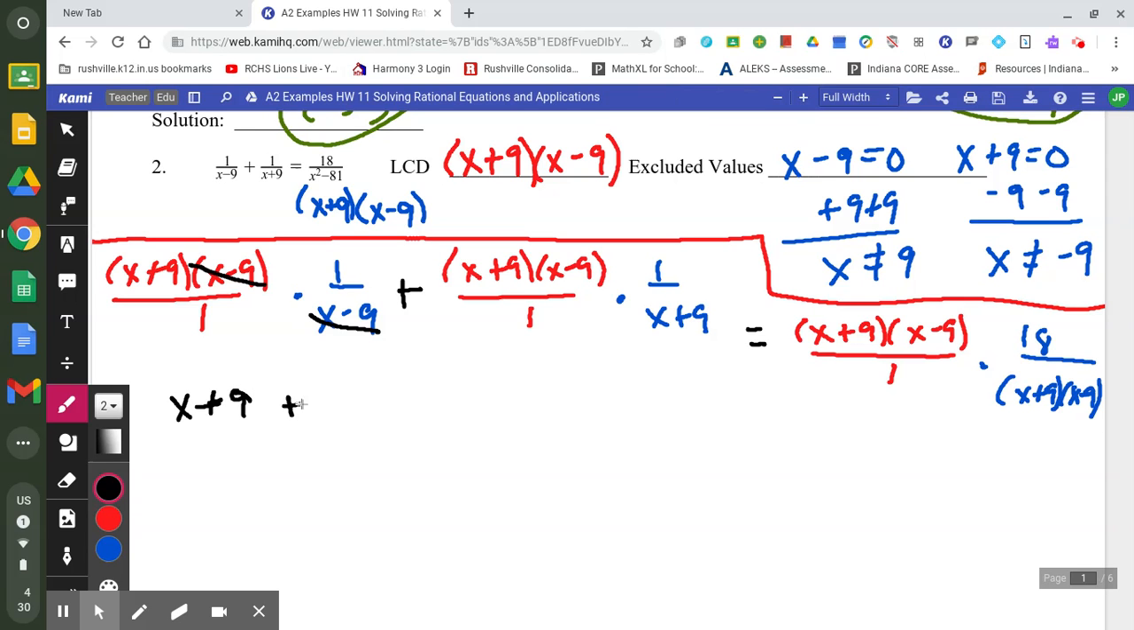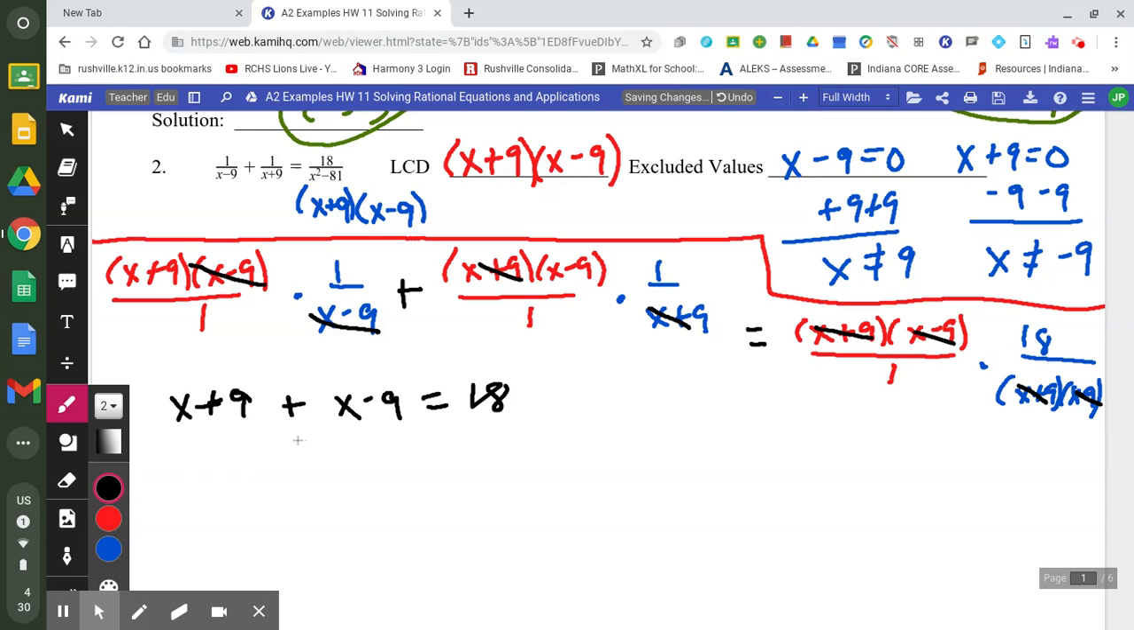And then I have plus, and then x plus 9 on top, x plus 9 on bottom. So plus x minus 9 equals. And then I left this x plus 9 times x minus 9 when I factored that so that I can see that the x plus 9 cancel and x minus 9 cancel. So it leaves me with 18.